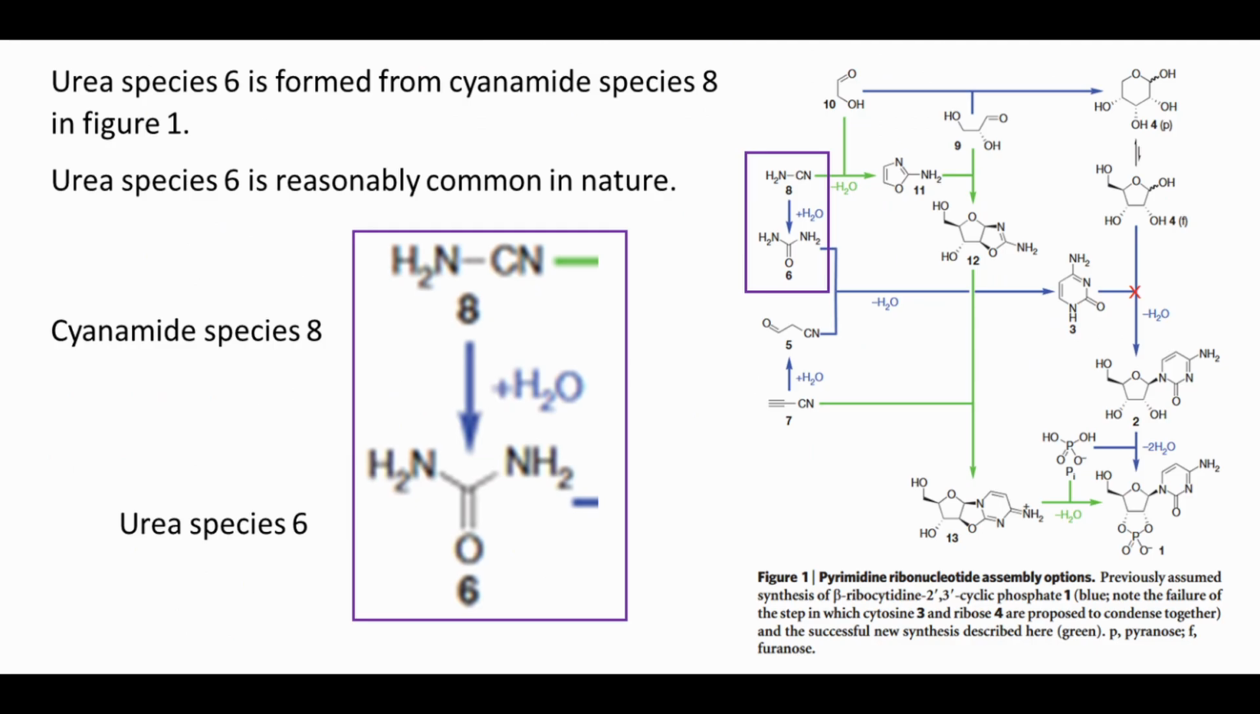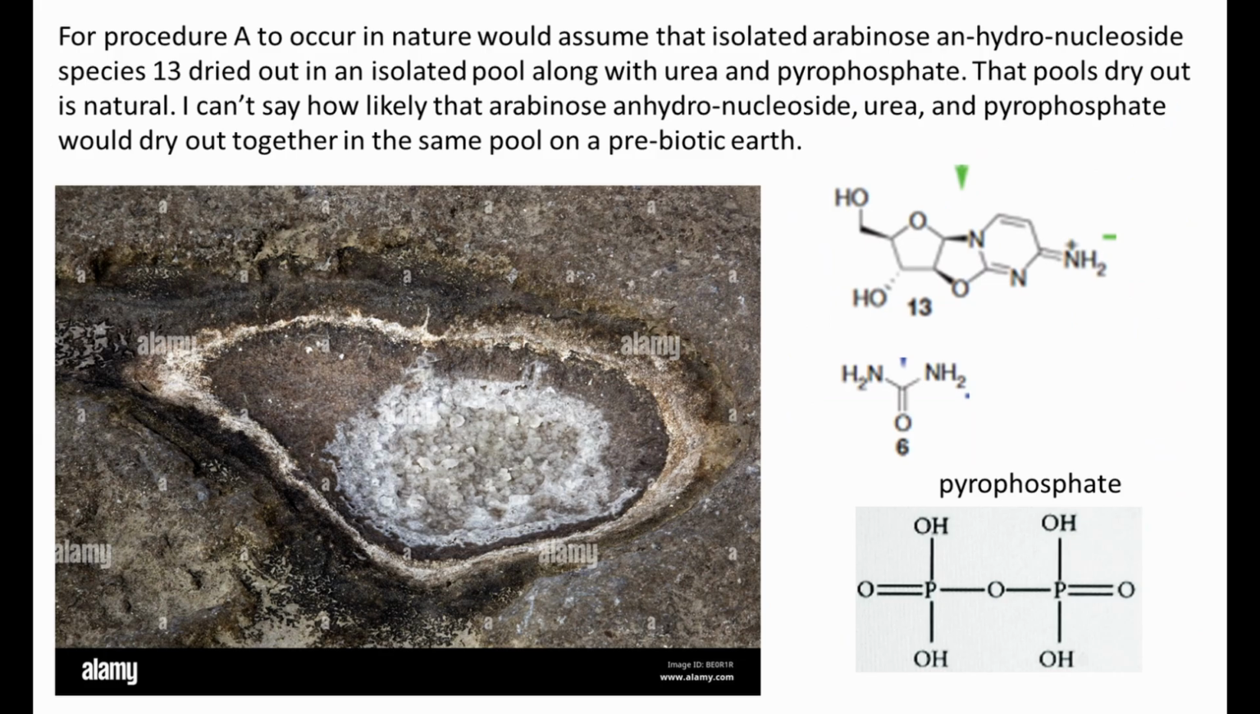Urea species 6 is formed from cyanamide species 8 in figure 1. Urea species 6 is reasonably available in nature. For procedure A to occur in nature would assume that isolated arabinose anhydronucleoside species 13 dried out in an isolated pool along with urea and pyrophosphate. That pools dry out is natural. I can't say how likely that arabinose anhydronucleoside, urea, and pyrophosphate would dry out together in the same pool on a prebiotic Earth.